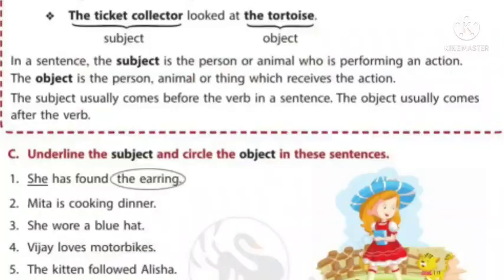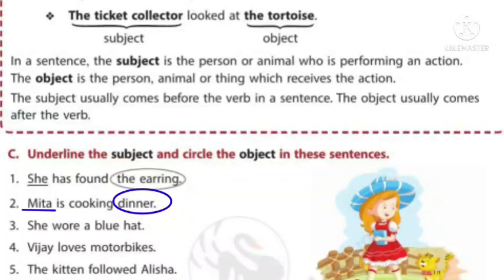So now let's move to exercise C. Let's see it in detail. The first one is already done for you. Let's see the second one. Meeta is cooking dinner. Here, which is the subject? Who is the doer of the action? Think of it like that. The doer of the action is Meeta. Meeta is doing the action, isn't it? Yes. So Meeta becomes the subject.